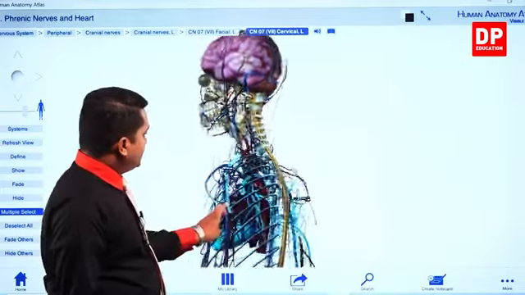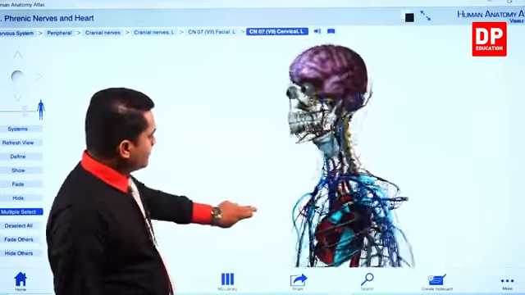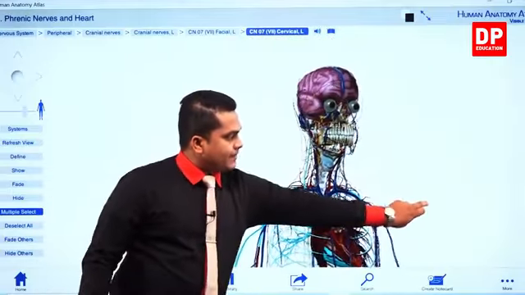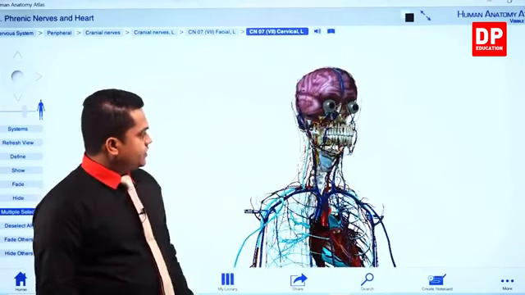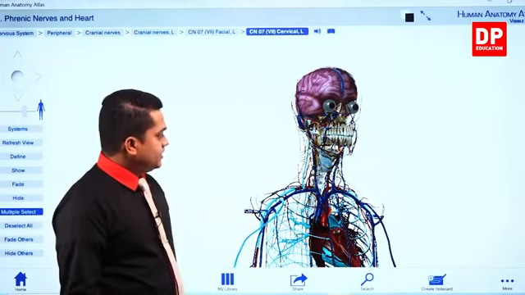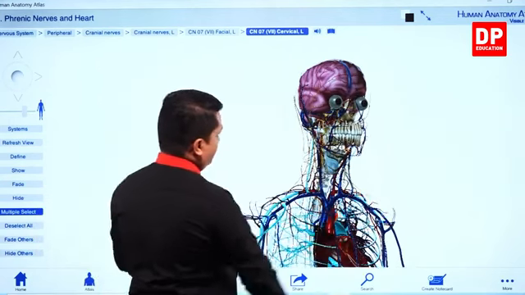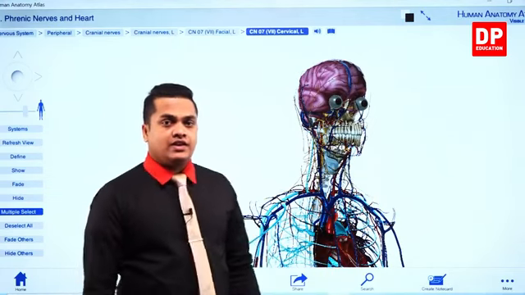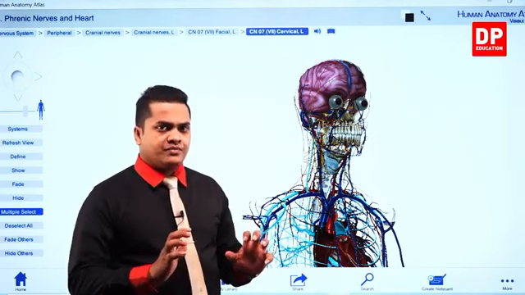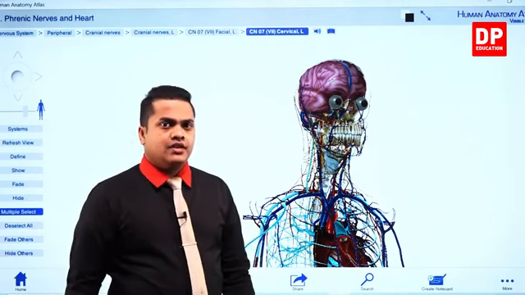Okay then. So right, here you can observe a good view, the front view, right? Right, so cranial nerves and the spinal nerves, my dear children. So once again, let's head on to the classroom and let's see what are the other things contained in the lesson part.